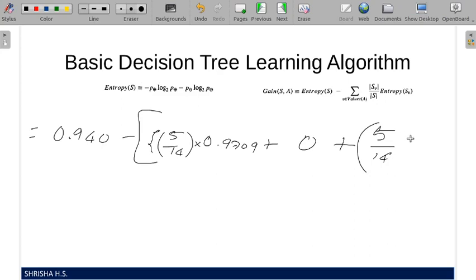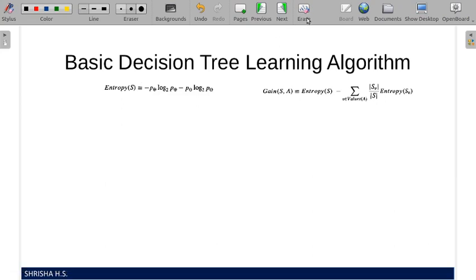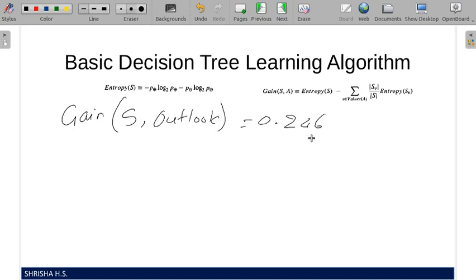5 by 14 multiplied by the entropy of 0.9709. So if we calculate the value, it will be 0.246. Okay, so this will be the gain for Outlook. Initially we are considering the whole data set, so with respect to Outlook, that will be 0.246.